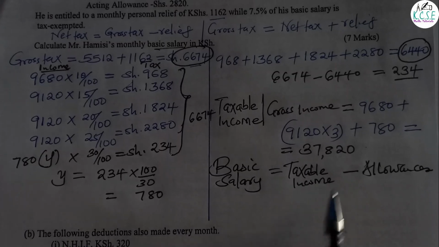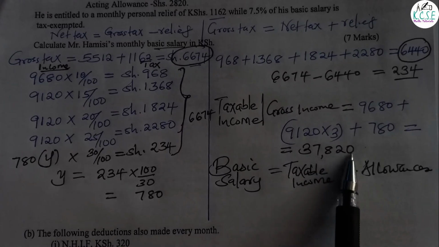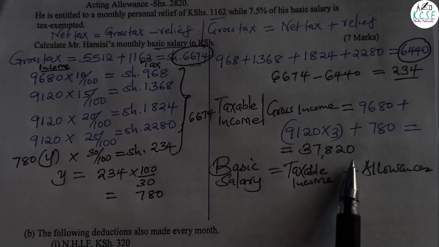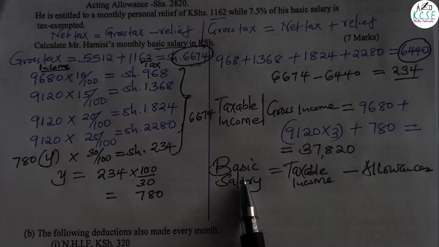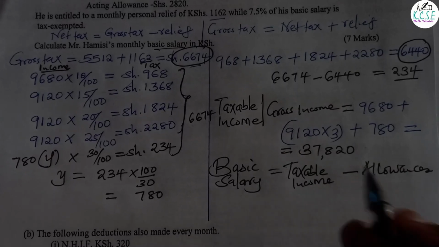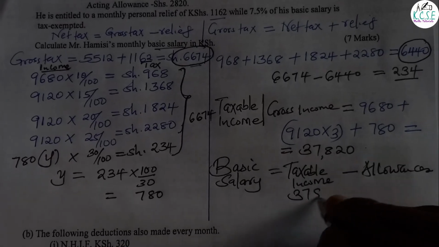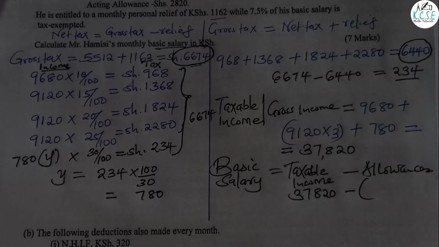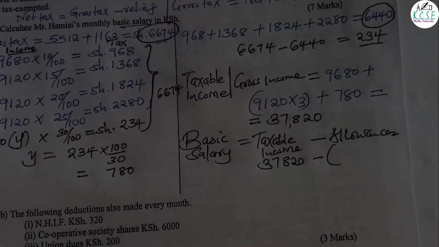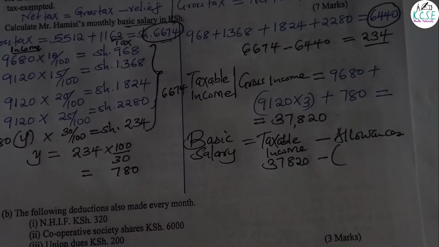Because the taxable income, this one, 37,820, gross income is inclusive. It includes the allowances. So when you want to get the basic salary, you take the taxable income, in this case 37,820, then subtract all the allowances.